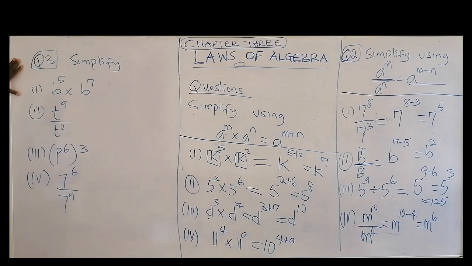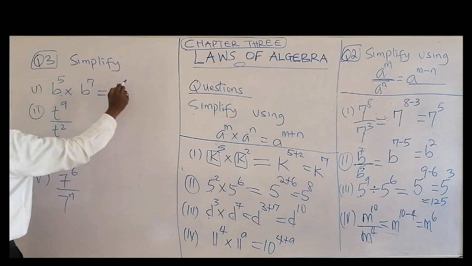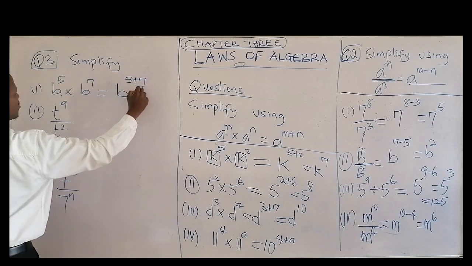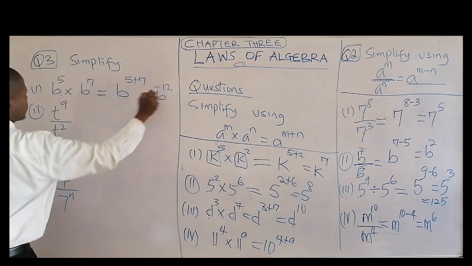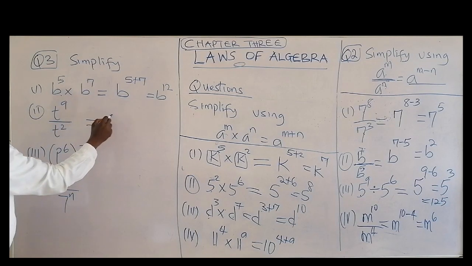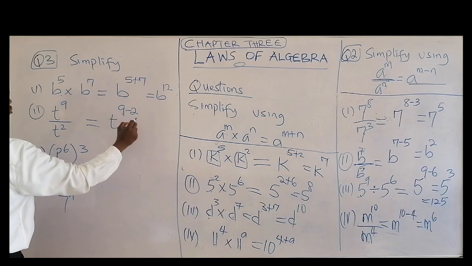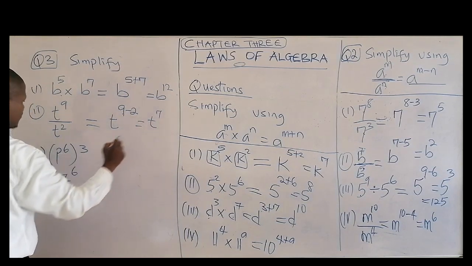Yeah, another question we have here is question 3, simplify. Okay? These are combinations of different laws. Here, this is multiplication. You take one of the bases, then you add the power together. That's 5 plus 7. So that's b to the power 12. Here, the second one, this is division law. You take one of the bases, and then you subtract the powers. And then minus 2, that's t to the power 7.